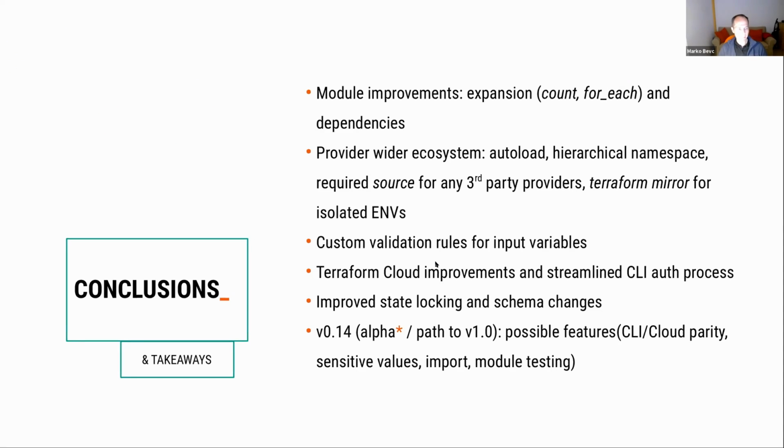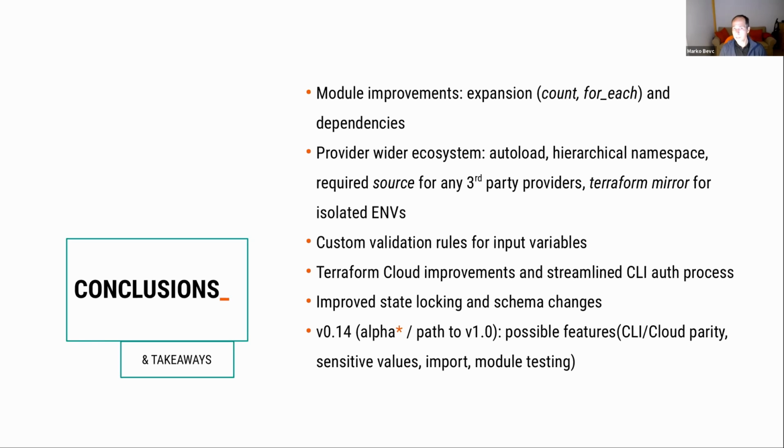So to wrap it up here, as I said before, if you had to take something from this presentation, it's definitely things to remember. What new features 0.13 is bringing: there are module improvements. We have module expansion now with count and for_each that we can use. And we have explicit dependencies that we can put in modules, and we can avoid the whole kind of workarounds that we used to do, right? I reckon everybody did that in the past, where you would use an output of one module as an input to another one to impose an implicit dependency there.